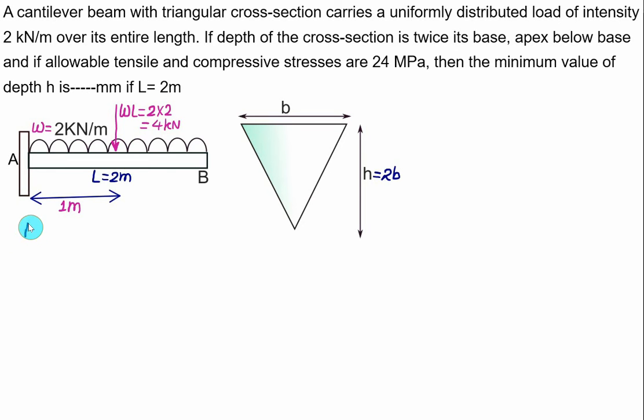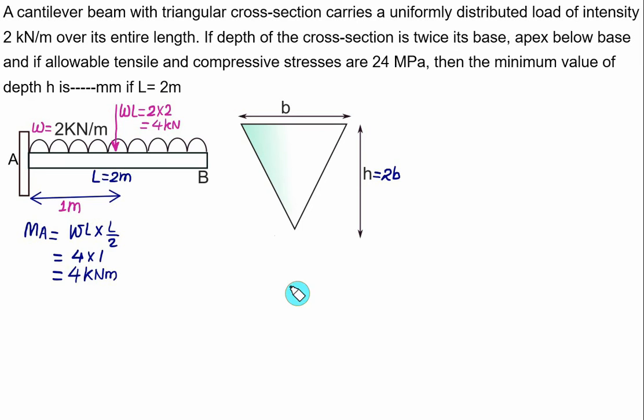Using this equivalent point load, very quickly we can calculate the bending moment at point A. So the maximum bending moment will be at point A, equal to W into L by 2. L by 2 is equal to 1 meter. So we have W into L equal to 4, and L by 2 equal to 1. So the maximum bending moment will come out to be 4 kilonewton meter.